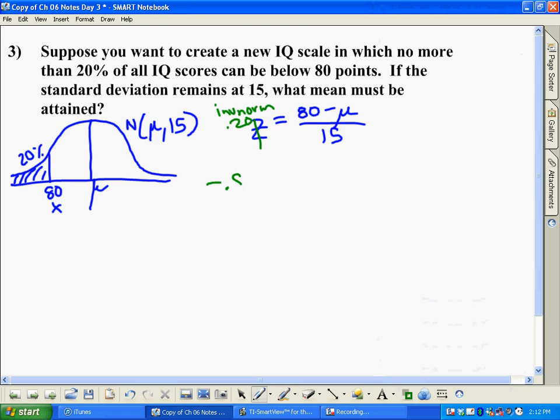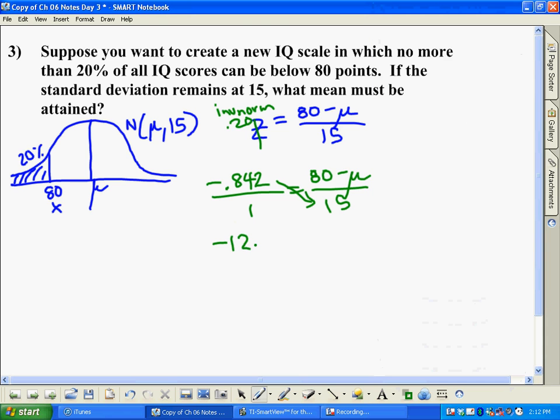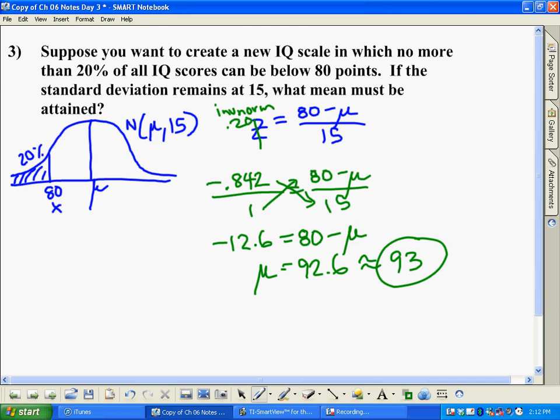So negative 0.842 over 1 equals 80 minus mu over 15. Now when you solve this, grab the calculator, take that answer, and multiply by 15, because that was our standard deviation when we're cross multiplying. So we get negative 12.6. So negative 12.6 equals, now we go this way, 80 minus mu. When you add mu and then add 12.6, you get 92.6, or roughly 93. So that would be our new mu calculation. That's it.